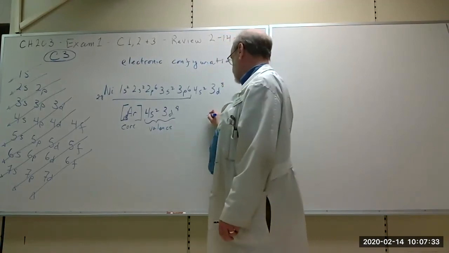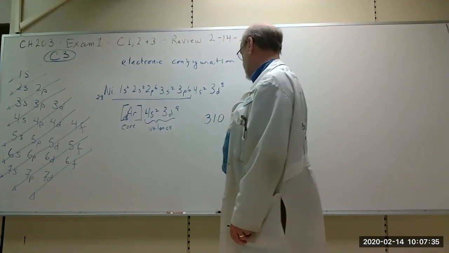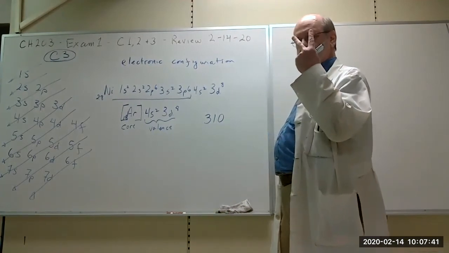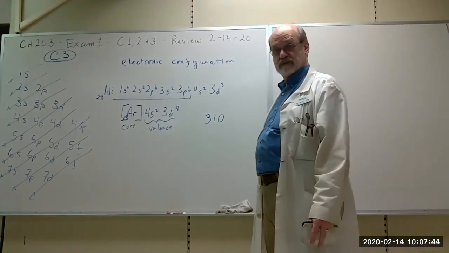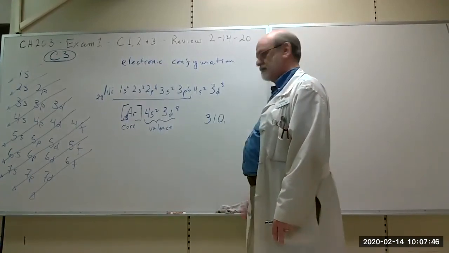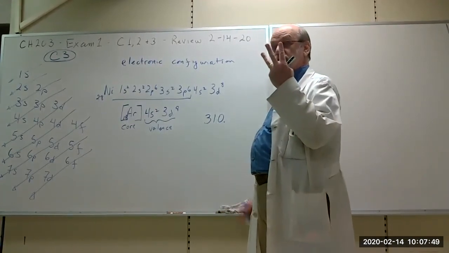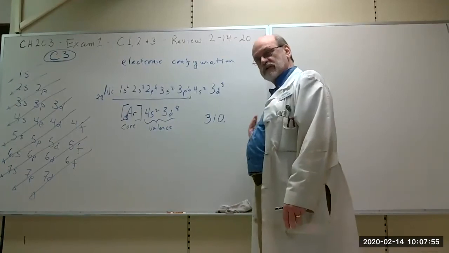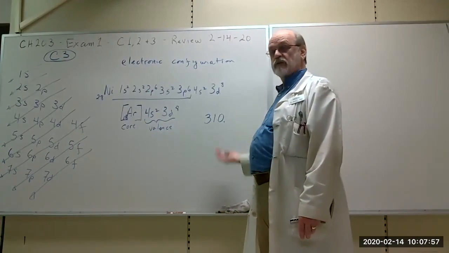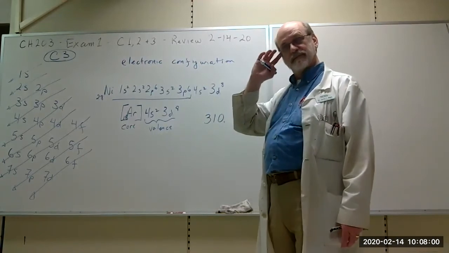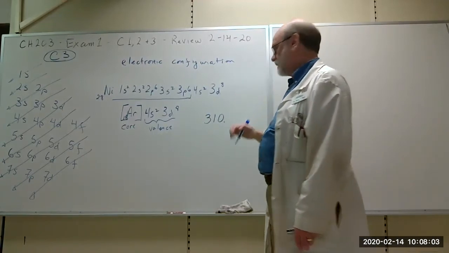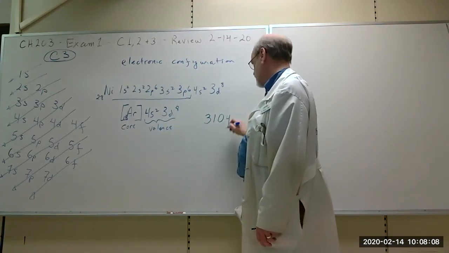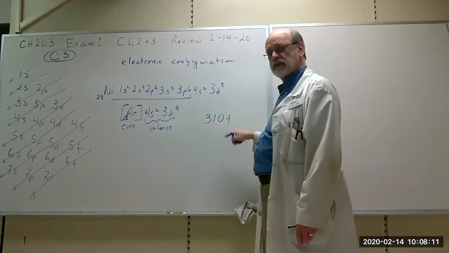If you have a number like this, how many significant figures? Two, because there's no decimal. How about this one? Three, because there is a decimal. Zeros to the right are significant. Zeros to the left, leading zeros, are never significant. If there's a zero that's bracketed, it's always significant. So that's four significant figures.